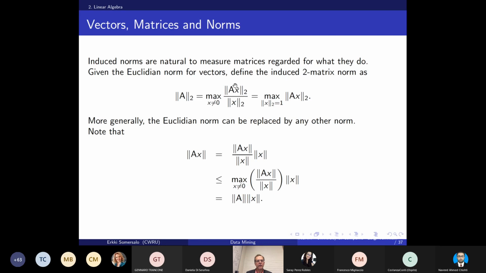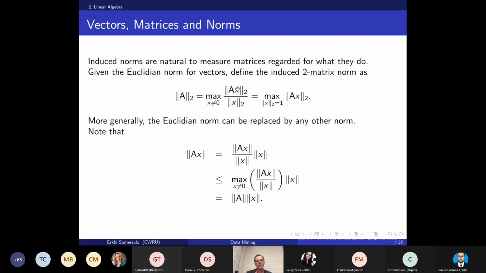And then I'm measuring the size of the outcome, and I'm comparing it with the size of the initial vector x. So this ratio here tells me how much A is stretching or shrinking the vector x. If this ratio is larger than 1, then A is stretching the vectors. If this is the vector x, and the ratio is smaller than 1, then A is shrinking this vector. And if I take the maximum of all these numbers, that gives me the maximum amount that the matrix can stretch a vector, and that's called the induced norm of A.